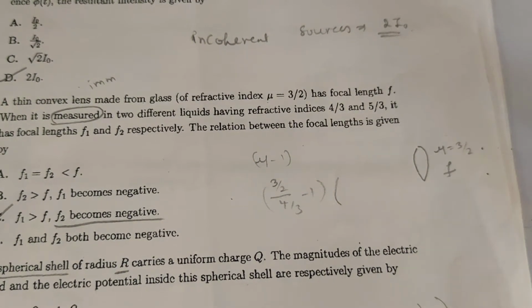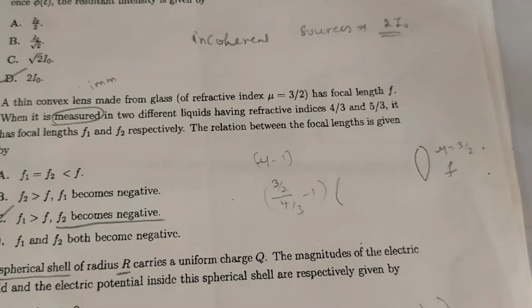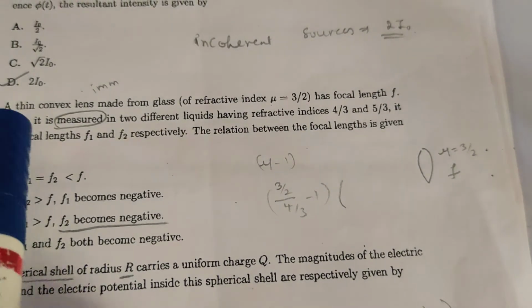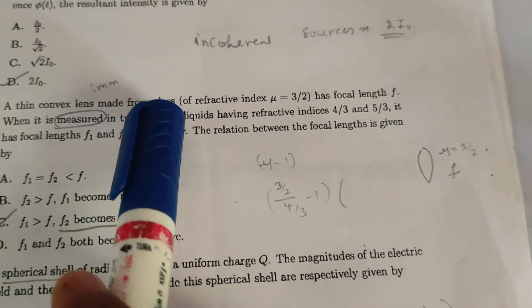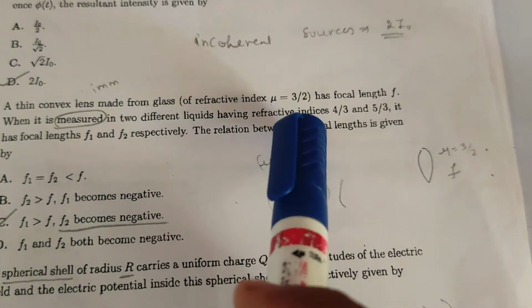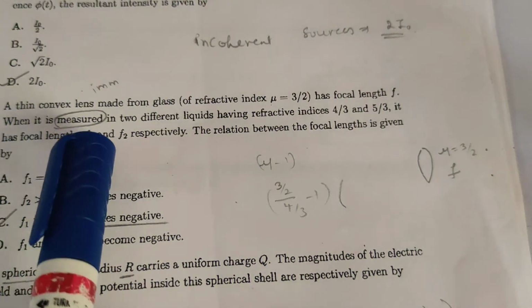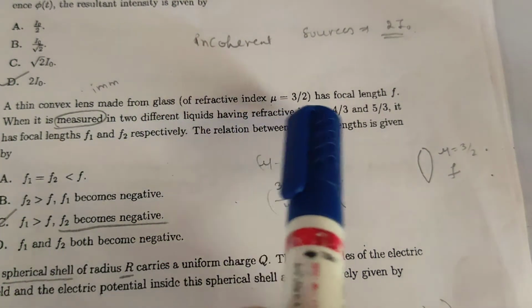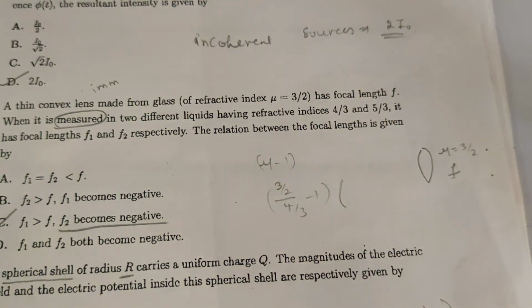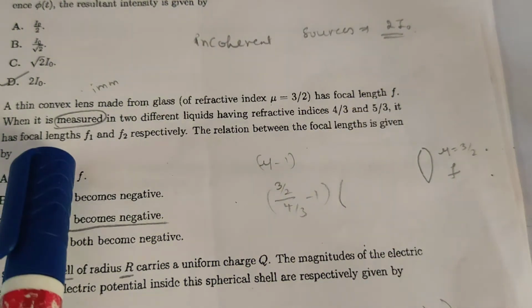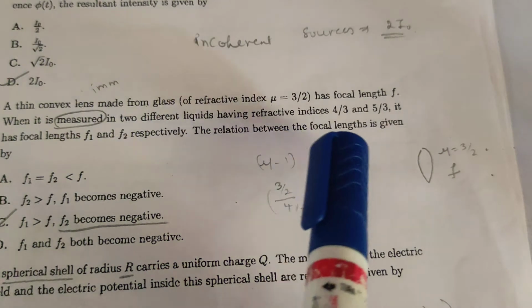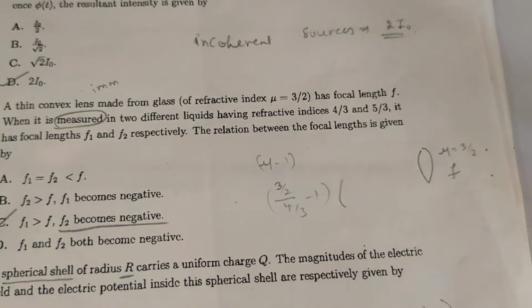I am giving HU MSc Physics 2020 questions with solutions. So this is the 15th question. A thin convex lens made from glass of refractive index mu equal to 3/2 has focal length f. When it is measured in two different liquids having refractive indices 4/3 and 5/3, it has focal lengths f1 and f2 respectively. The relation between the focal lengths is given by. So now we'll check what is the relation between those two.